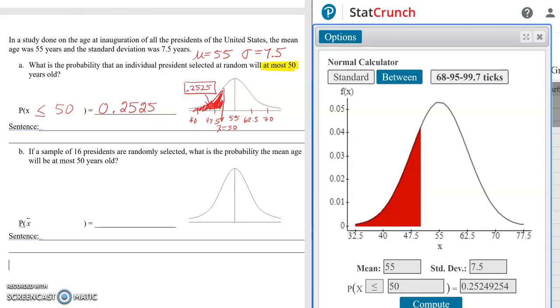Now for our sentence. Our sentence is going to say, if one president is randomly selected, the probability they are at most 50 years old is approximately 0.2525, or, I'm going to write it as a percent, 25.25%.